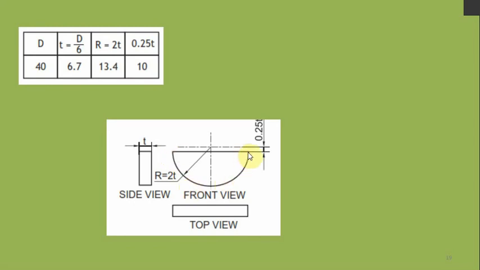touching the horizontal line which we have drawn. The thickness t is equal to d by 6, that you should draw in the side view, and the top view again will be a rectangle with the thickness of t and length of 2r or 4t. So this figure you need to draw along with this proportion in your sketchbook.